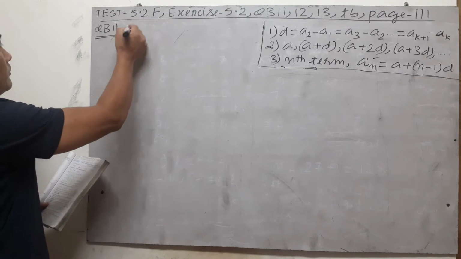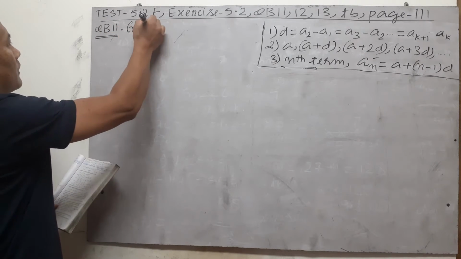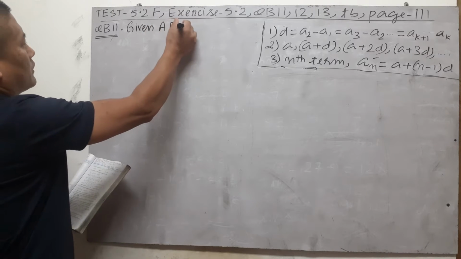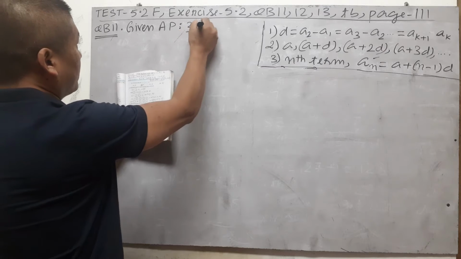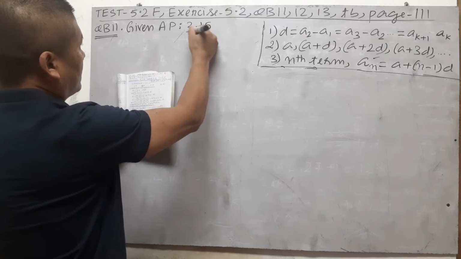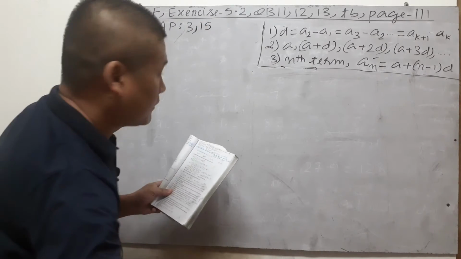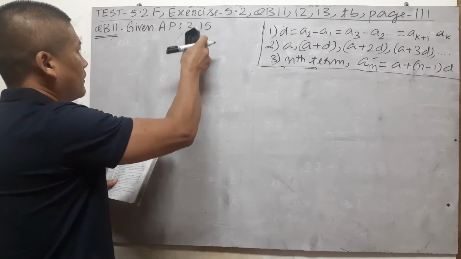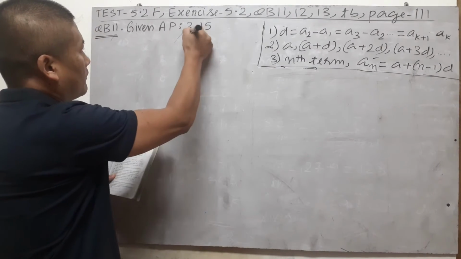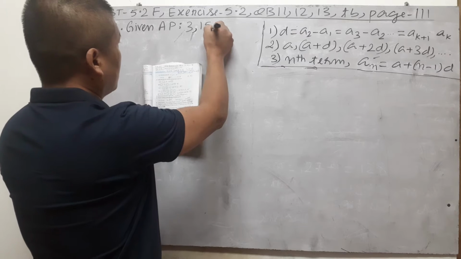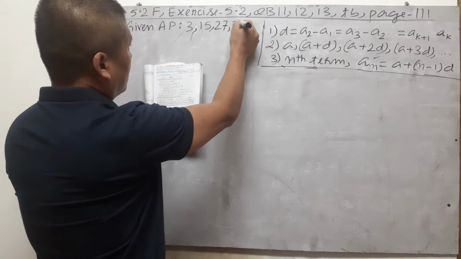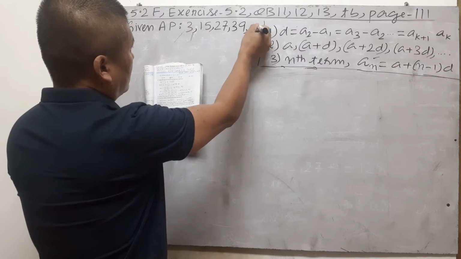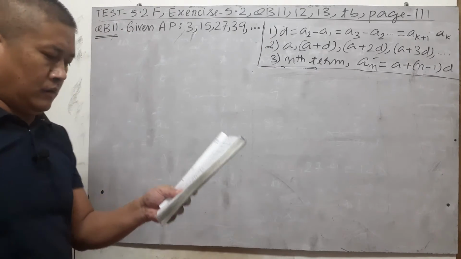So here, given AP, the given arithmetic progression is here, the first term is 3, then followed by 15, then followed by 27, then followed by 39, and so on. And so we have this one.